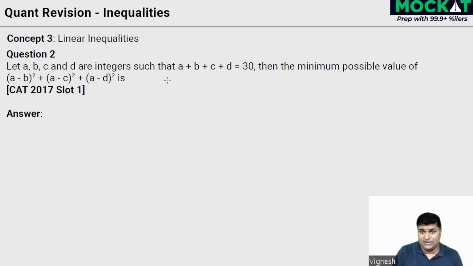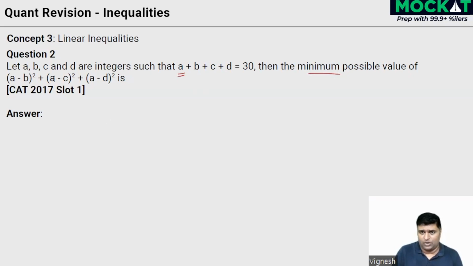Let A, B, C, and D be integers such that A plus B plus C plus D is 30. Then the minimum possible value of (A minus B) whole square plus (A minus C) whole square plus (A minus D) whole square. That is the difference of A and B squared, the difference of A and C squared, and A and D squared. And I have to find the minimum possible value.